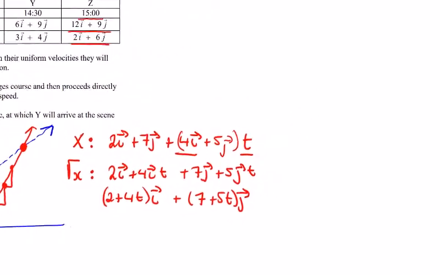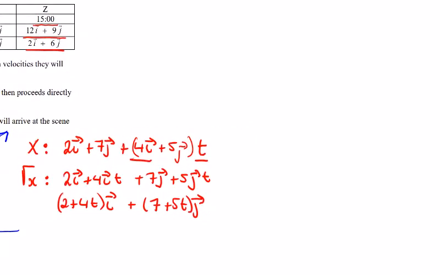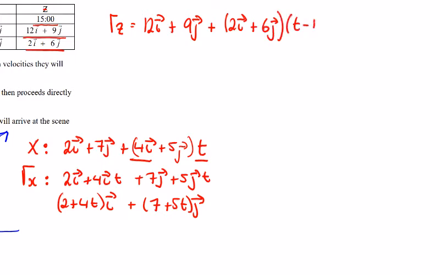Let's look at the relative position of Z. Can we get them to match? Or how can we show that they're going to match? The relative position of Z at any point is going to be 12i plus 9j, and the key to this one is that you're going to be adding 2i plus 6j, but now it's not times t, it's times t minus 1. When t is equal to 1, this is 0. The relative position of Z is where it is observed after 1 hour, and the relative position of X is if t was equal to 1. That's why we have to have a t minus 1 here.